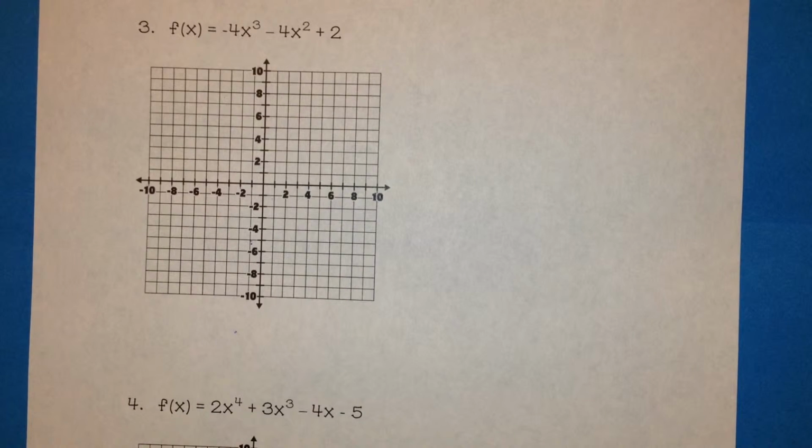Again, double check, see if your degree is odd. Does it go through the x-axis an odd number of times? If it's even, does it go through an even number of times? Come back when you're ready for the answers.